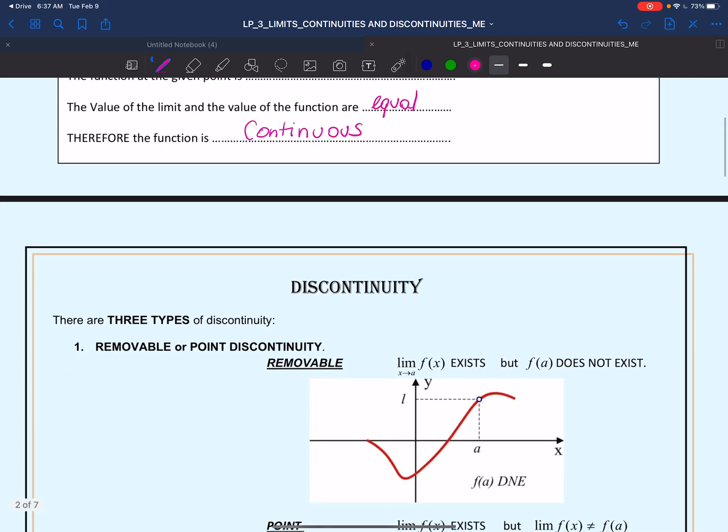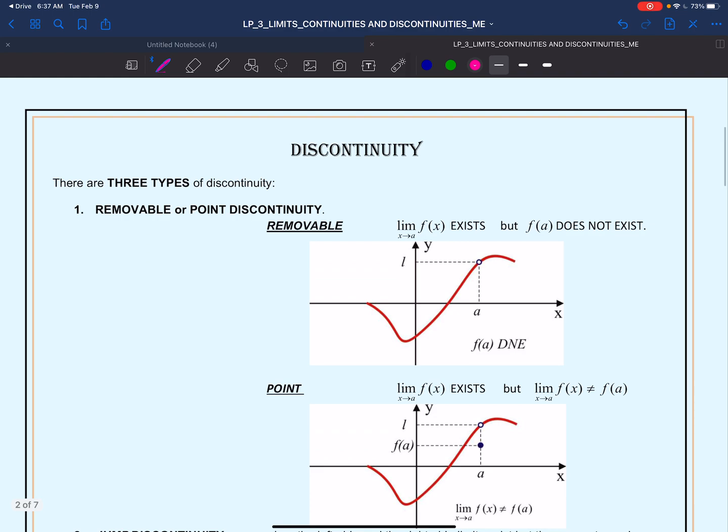Moving on to an example of discontinuity, and we have several examples. There are different types of discontinuities that we observe in functions. The first type of discontinuity we're looking at is the removable discontinuity. Now, removable discontinuity looks like this. So we see a hole in the graph.